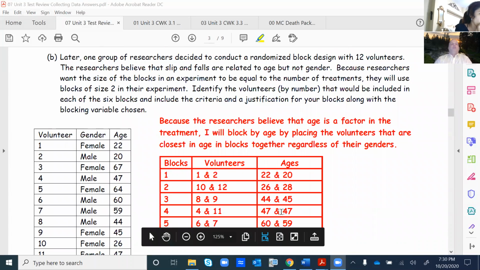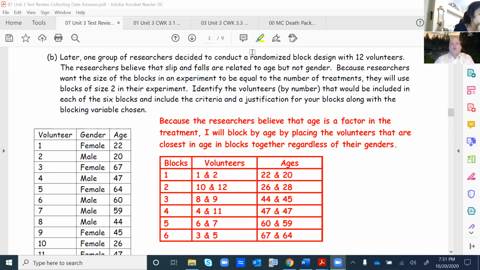Later, one group of researchers decided to conduct a randomized block design with 12 volunteers. The researchers believe that slips and falls are related to age, but not gender. Because researchers want the size of the blocks in an experiment to be equal to the number of treatments, they will use blocks of size 2. They just told you the size. Identify the volunteers by number that would be included in each of the 6 blocks and include the criteria and justification for your blocks.